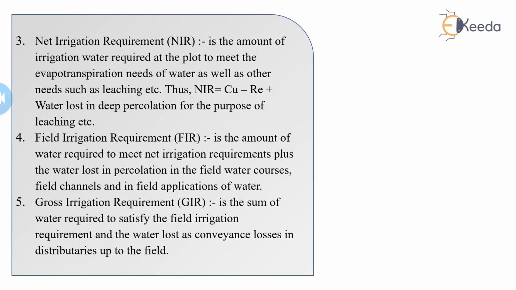And lastly, the gross irrigation requirement. It is the sum of the water required to satisfy the field irrigation requirement and the water lost as conveyance losses in distributaries up to the field. This is also termed water conveyance. If the water conveyance efficiency is known, then we can find out the gross irrigation requirement, which is used to determine the irrigation requirement of a certain crop.